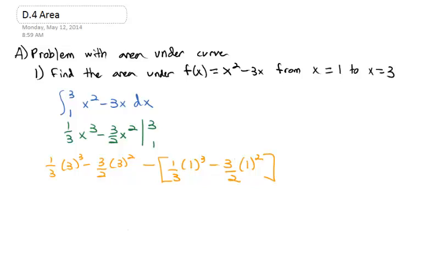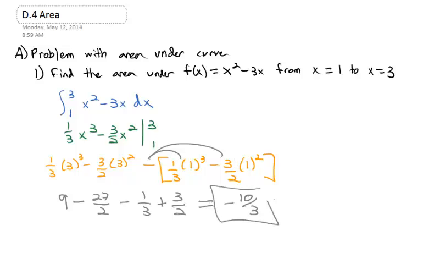And so simplifying this a little bit, 3 cubed is 27. 27 divided by 3 is 9, minus 3 squared is 9, times 3 is 27/2. Distributing the negative through, so we're going to have a negative 1/3 plus 3/2. And when we do this on our calculator, 9 minus 27/2 minus 1/3 plus 3/2, we get negative 10/3.